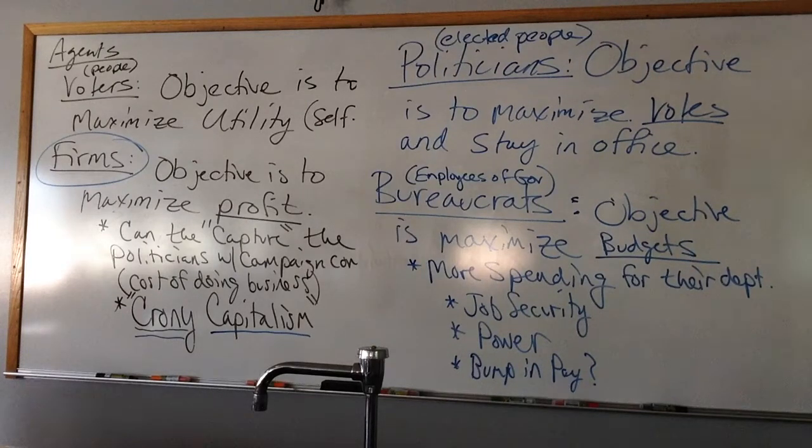Let's take a look at the four ways we spend money. You spend your own money on yourself. You spend somebody else's money on yourself. You spend your own money on somebody else, or you spend somebody else's money on somebody else.